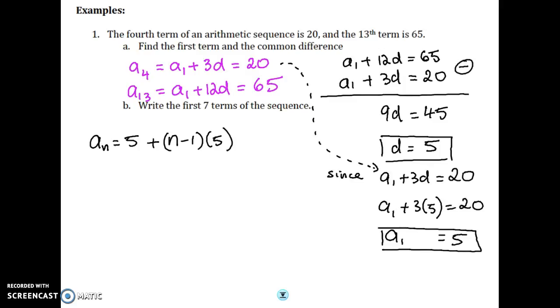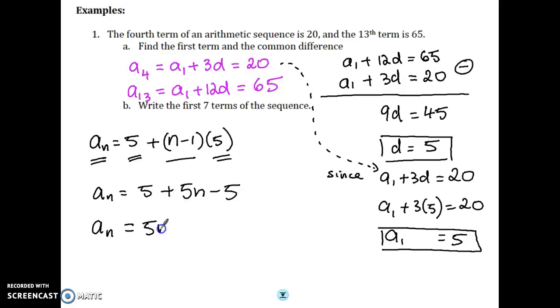Okay, welcome back. As you can see, I decided to solve my system of equations using elimination and established that the value of the common difference is positive 5 and that the value of the first term is also positive 5. In general, for an arithmetic sequence, the rule for the nth term is always the first term plus n minus 1 lots of the difference. We can come up with an explicit rule and simplify it. So we get 5 plus 5n minus 5, and we end up with an is simply equal to 5n.